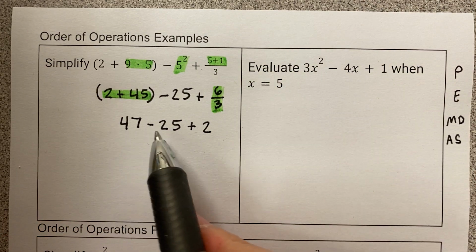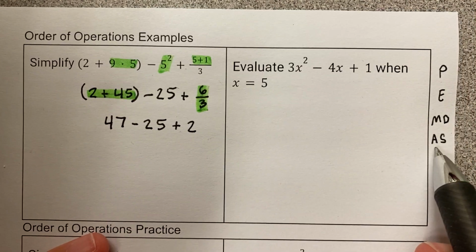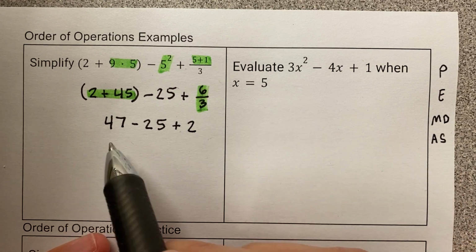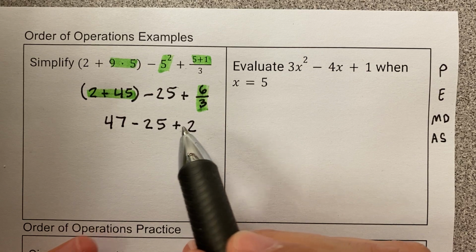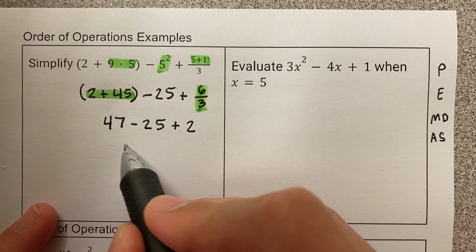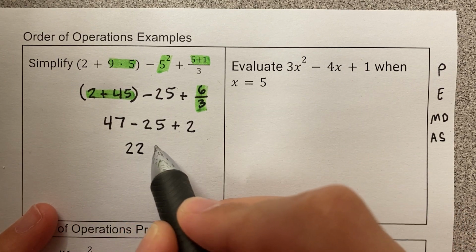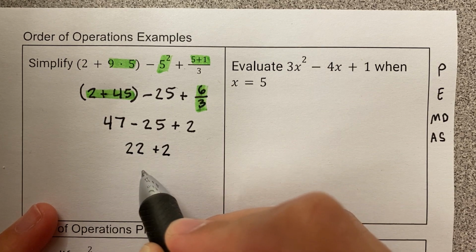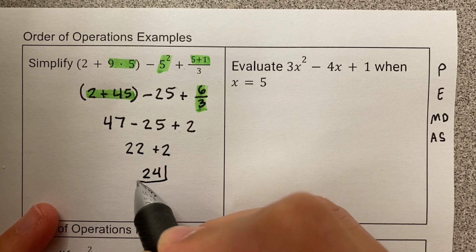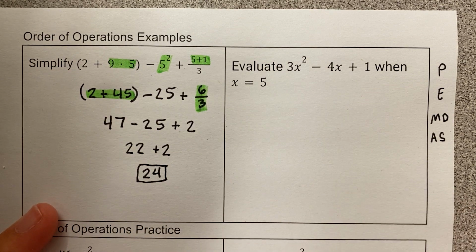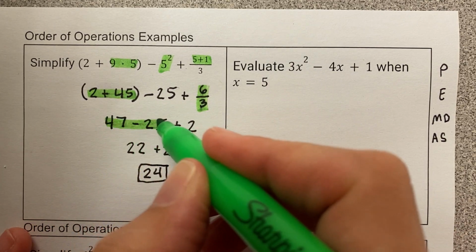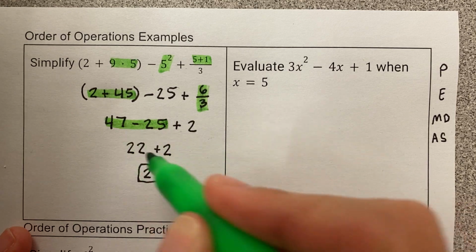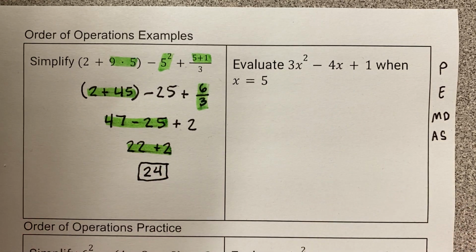Now, I have subtraction and addition left. Addition and subtraction happen left to right at the same time. So here I end up doing the subtraction first. So 47 minus 25 is 22. I'm going to bring down the plus 2 and then do my final step. Okay, and I get 24. So notice here we do addition, subtraction left to right, so I actually did the subtraction first, right? I did that, and then I went ahead and did this final step.